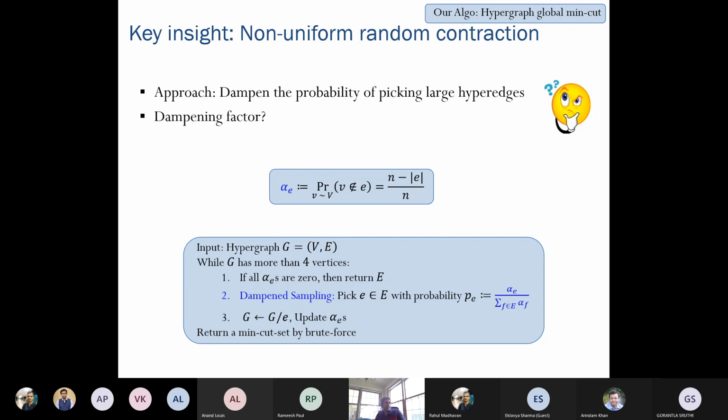Okay, let's analyze the correctness probability. It should be clear that the running time is polynomial, because you can compute these dampening factors alpha E efficiently, and then you can sample efficiently, and contraction is poly time. Each contraction reduces the number of vertices, so overall the algorithm is poly time. This is easy to see. What about the correctness probability of this algorithm?